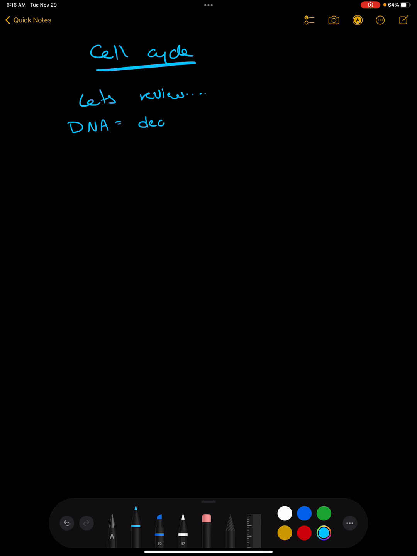DNA stands for deoxyribose nucleic acid. Okay, that's what it stands for. And then my function of DNA is, don't forget, to store genetic info. And what is that genetic info coding for? Remember, genetic info is going to code for some type of protein, say some type of part of your physical organism.